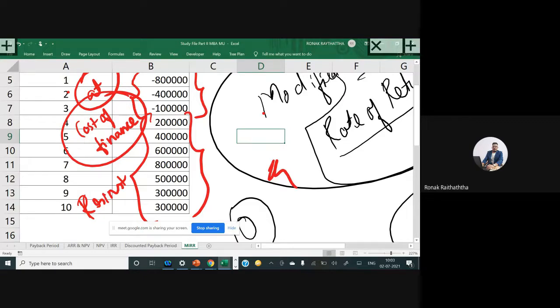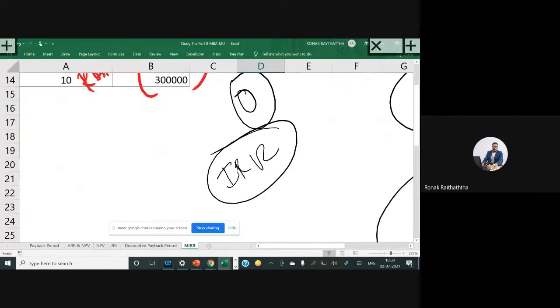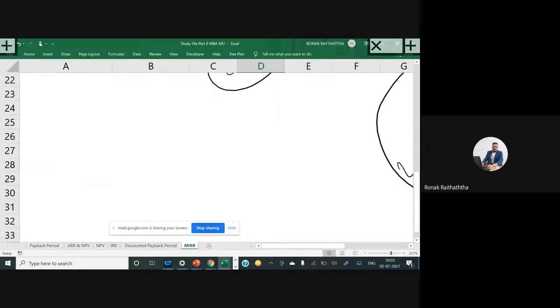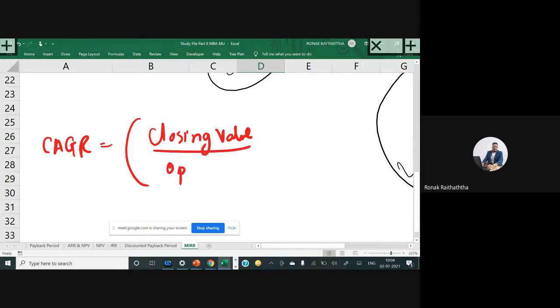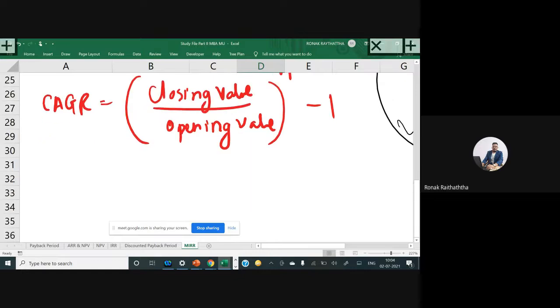Now that is the conceptual framework of this MIRR, sorry. Now sir, what will be the formula of this? The formula of this will be quite similar to the formula of CAGR. Try to recall what you used to do in the CAGR: closing value divided by opening value, raised to 1 divided by n, minus 1. That was the formula of compounded annual growth rate, right?